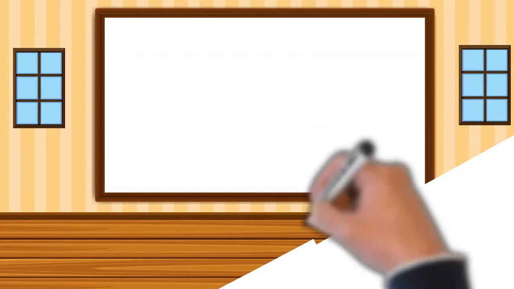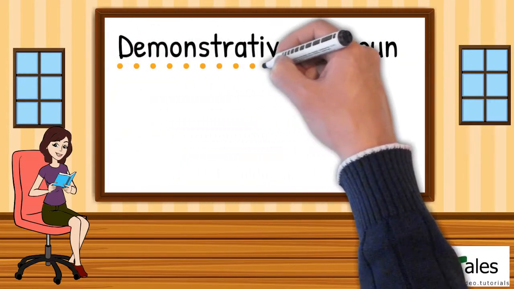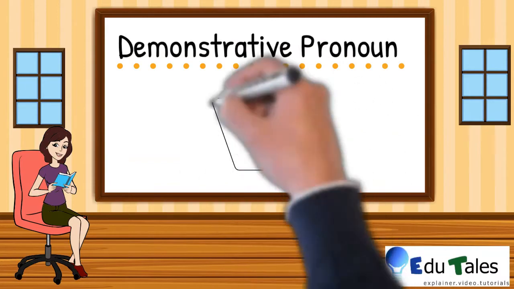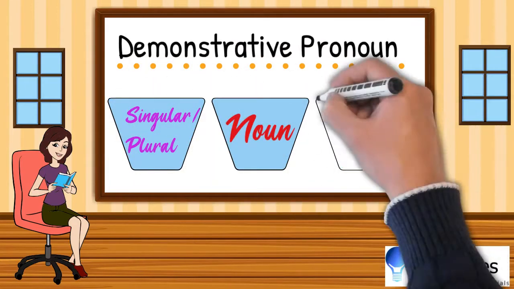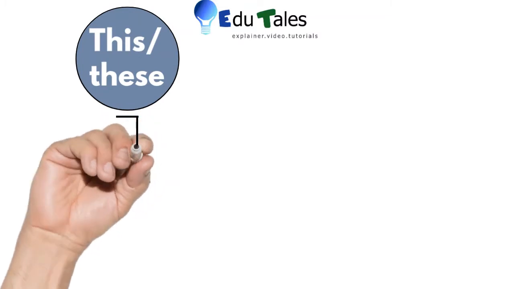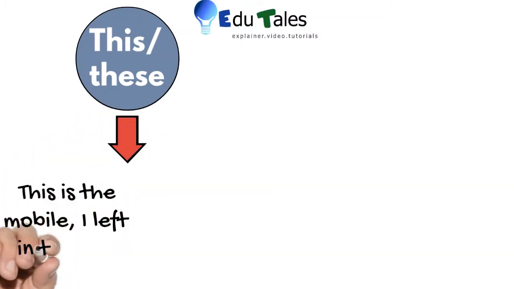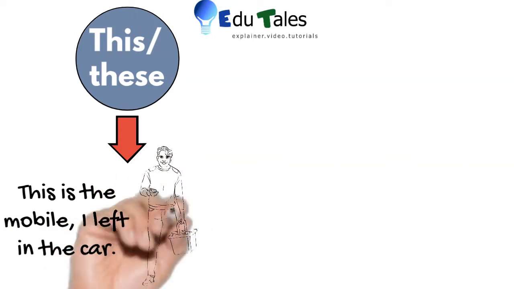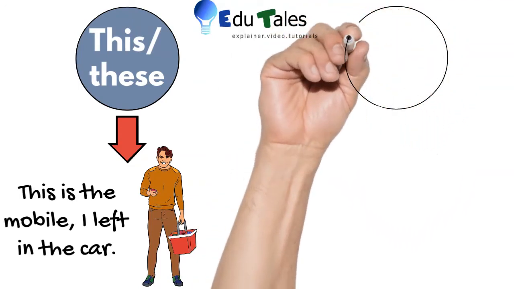The second type of pronoun is demonstrative pronoun. It represents a noun and tells us whether it is singular or plural and whether it is near or far. This and these refers to something nearby. For example, this is the mobile I left in the car. Here, the speaker could be holding a mobile phone. It is singular and it is near to the speaker.